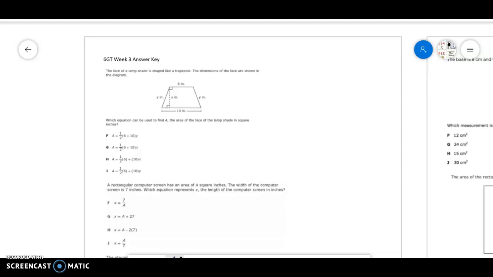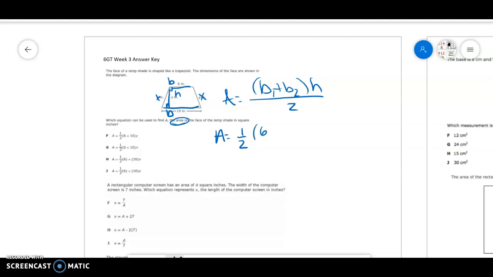We had: write the equation that can be used to find the area of the trapezoid. So remember, we have base 1 plus base 2 times the height divided by 2 is the area of a trapezoid. Our bases are always parallel, and our height is perpendicular, creating a right angle to the base. So we do not need the y's here. If I plug in what we know, I have area, they wrote it as 1/2 instead of divided by 2, 6 plus 10, and my height is x. So that is going to be letter G.